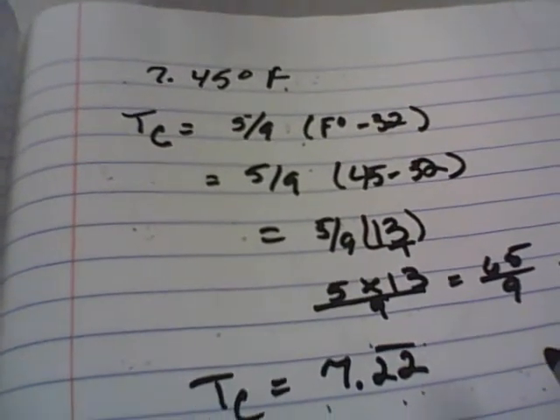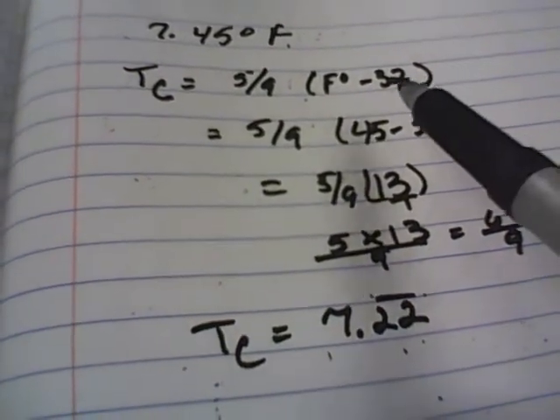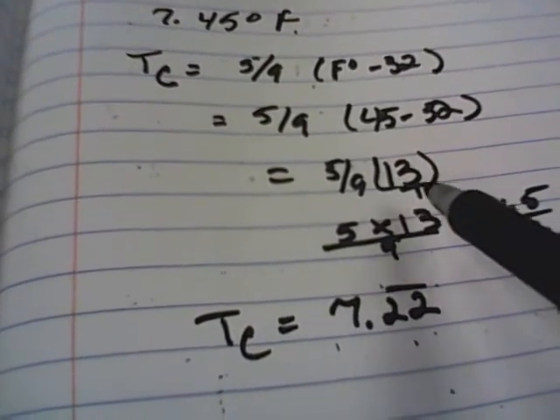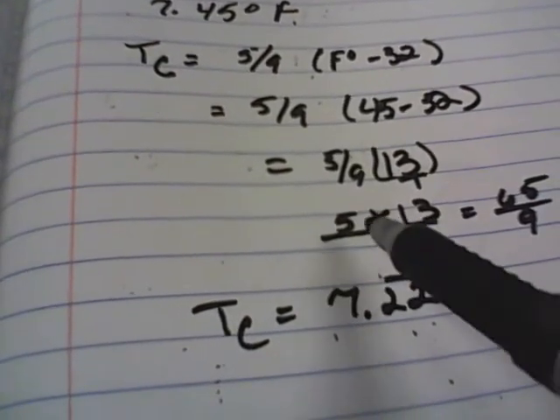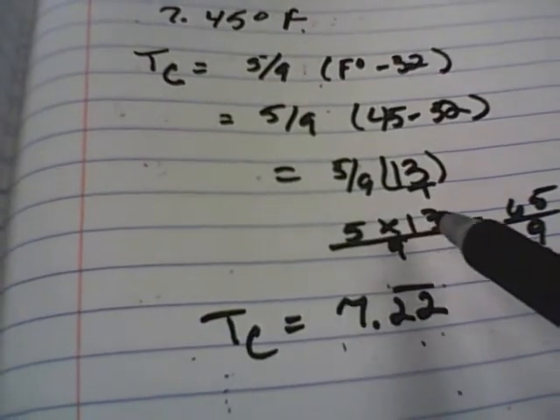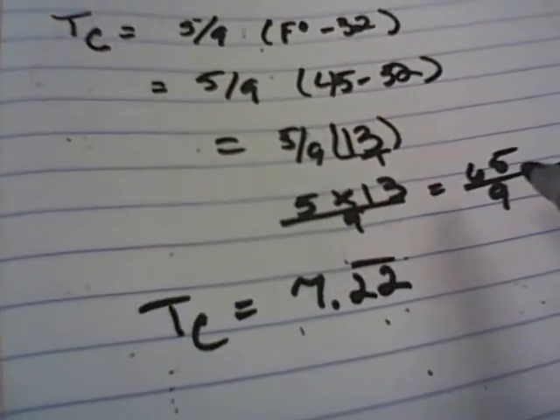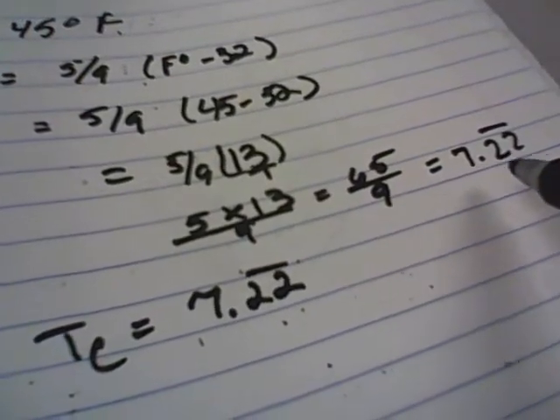So you see how I worked out that problem. Always starting in the parentheses first, and then multiplying by the 5/9, making sure that you take 5 times the number from the parentheses, dividing it by 9. That was 65 divided by 9, and that gave us 7.22.